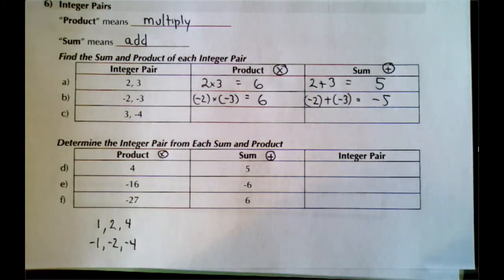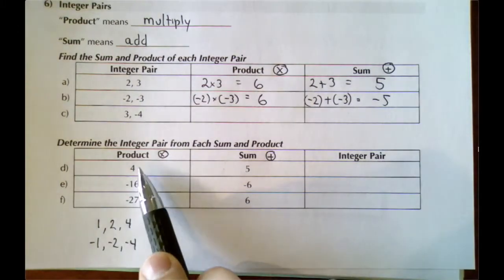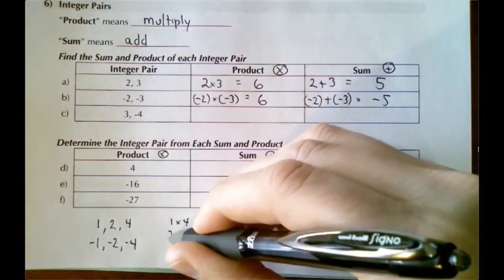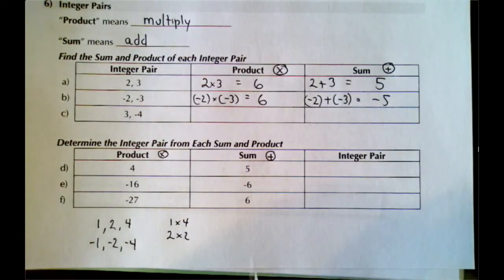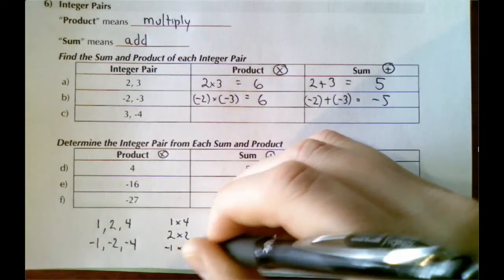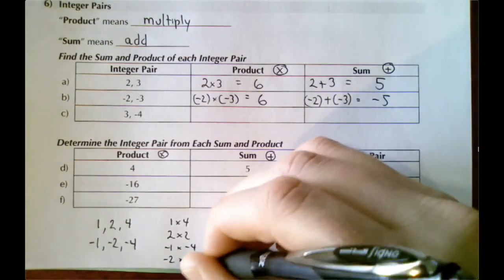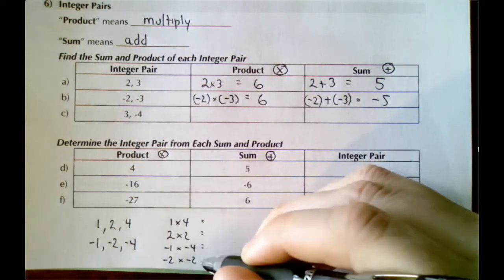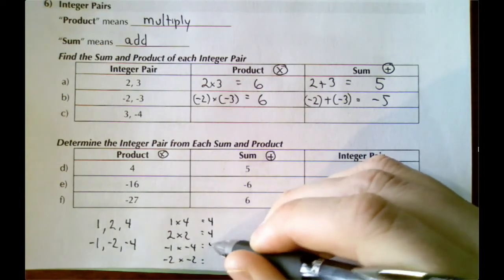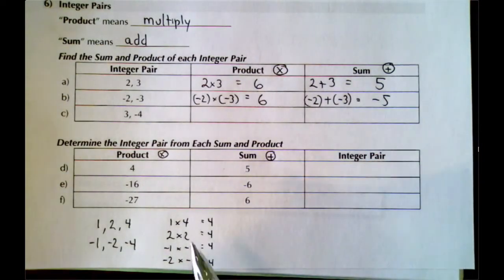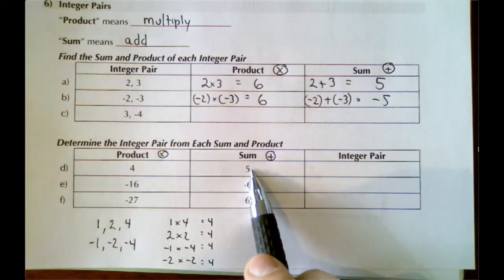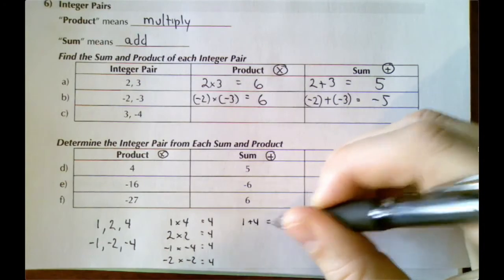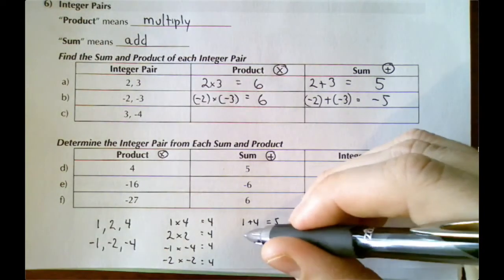So the question is, which pair of numbers multiplies to 4? Well, it could either be 1 times 4, or it could be 2 times 2. Or it could be negative 1 times negative 4, or negative 2 times negative 2. All of these equal 4. But only one of these pairs is going to add to 5. So let's check. 1 plus 4 is 5. Oh, we just found it. Let's check the other ones to make sure they don't work.